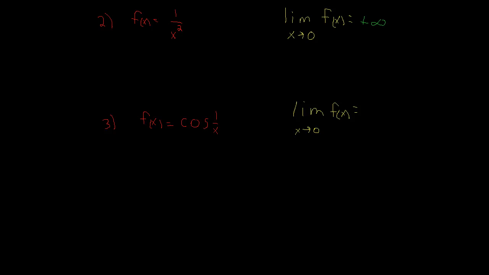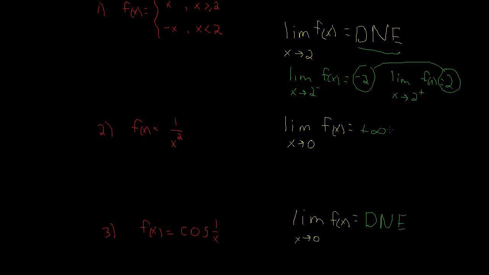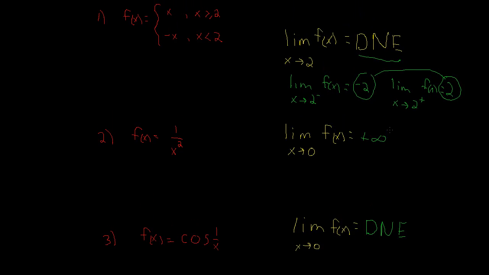So we come back to this guy right here, and in this particular instance, the left-handed limit and the right-handed limit didn't even exist. Okay, so there's no sense to talk about a left-handed limit and a right-handed limit. They didn't exist, therefore the limit as x goes to 0 doesn't exist as well. So those are the three basic types of limits that fail to exist.